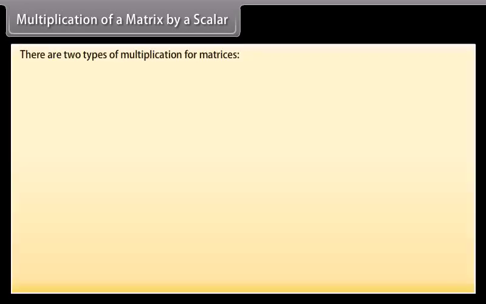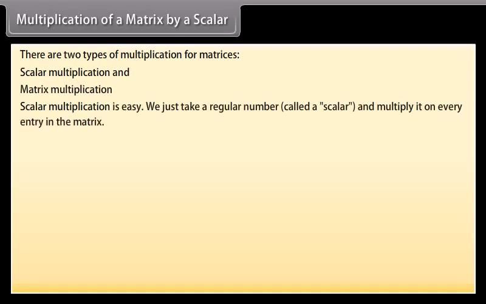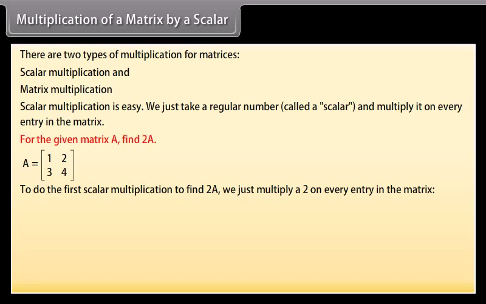Multiplication of a matrix by a scalar. There are two types of multiplication for matrices: scalar multiplication and matrix multiplication. Scalar multiplication is easy. We just take a regular number called a scalar and multiply it on every entry in the matrix. For the given matrix A, find 2A. To do the first scalar multiplication to find 2A, we just multiply a 2 on every entry in the matrix.